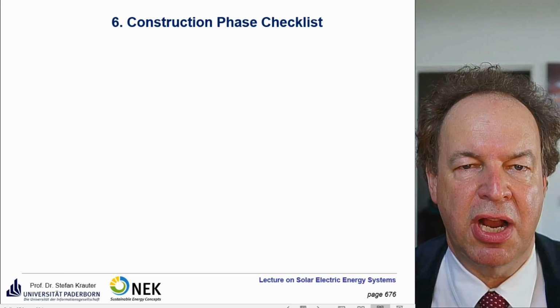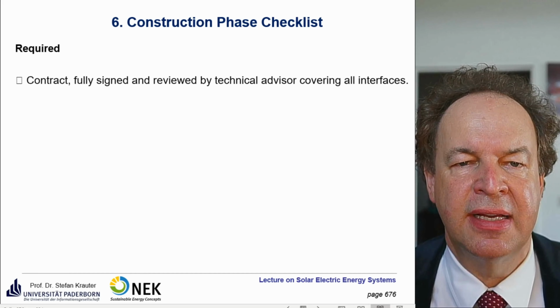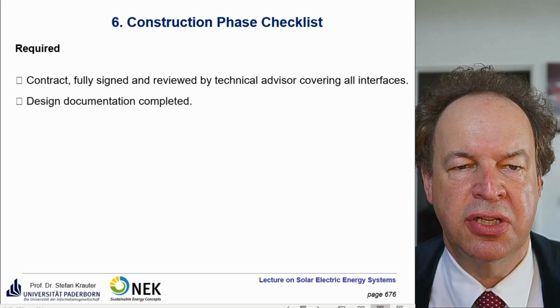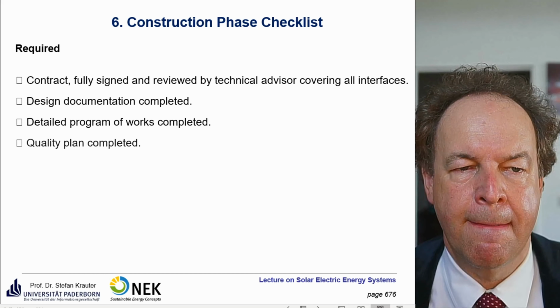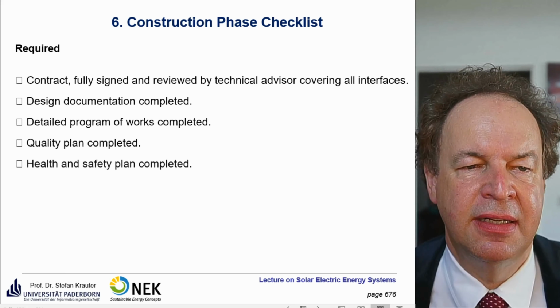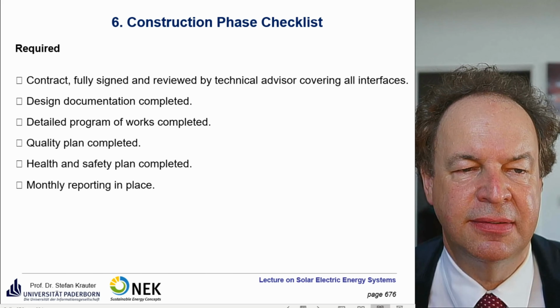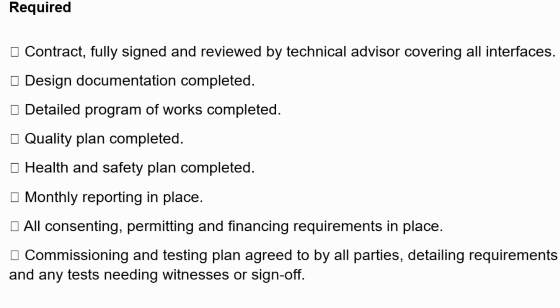Now we come to the construction phase checklist. So required: we have a contract fully signed and reviewed by a technical advisor covering all possible interfaces. Design documentation completed. Detailed program of works is completed. The quality plan is completed. The health and safety plan is completed. The monthly reporting is in place. All consenting, permitting, and financial requirements are in place. Commissioning and testing plans as agreed by all parties, detailing requirements and any tests needing witnesses or sign-off.